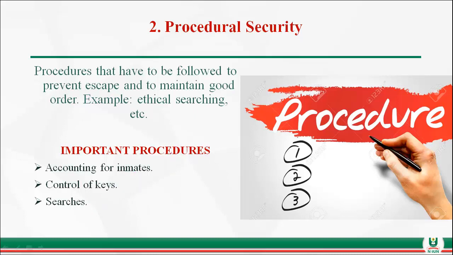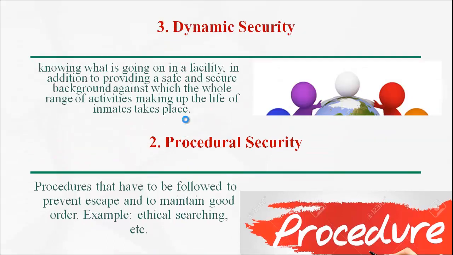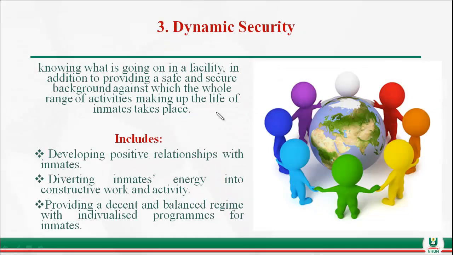Alright, so let's take the last one, which is the dynamic security. Dynamic security has to do more with positive relationship with the inmates, developing that cordial relationship with the inmates, the essence of which is to ensure that you know what is going on around the prison environment. And how do you know about that? That is by information getting. You extract information from the inmates, other inmates who may be willing to discuss what is going on in the prison because of your relationship with them as a prison official.